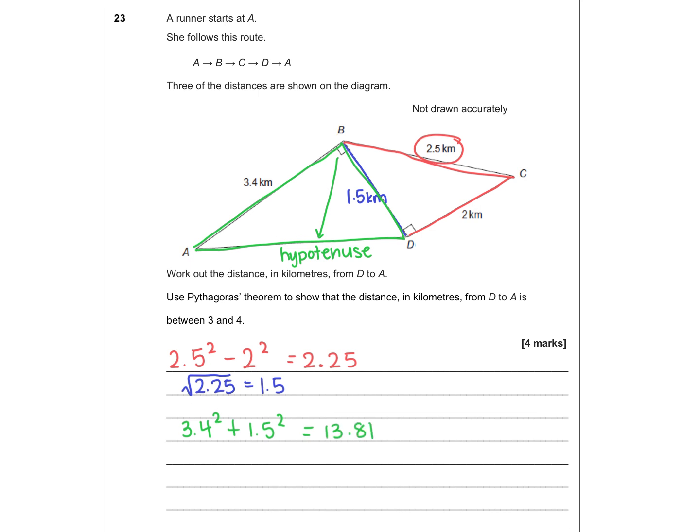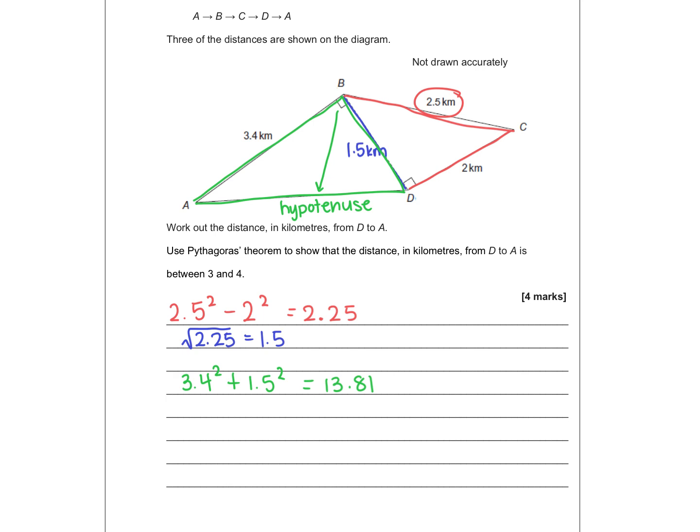Don't forget, we have to square root that answer. So the square root of 13.81 is 3.716. There's some more decimals after that. I'm just going to call it 3.7 because 1 decimal place is plenty. Okay, 3.7. Now remember, they said in the start of the question that she walks.